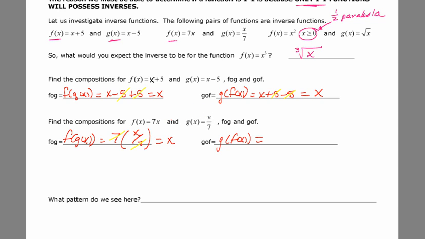So picking up the F, which looks like this, placing it inside the G function everywhere we have an X, we end up with 7x over 7, more canceling, 7's cancel, and so we're left with an X. So the pattern we see here is that when we do compositions, the composition of a function and its inverse will always equal x.